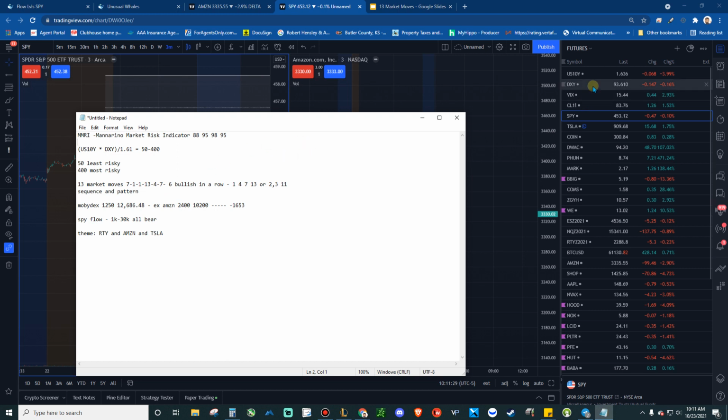He basically uses the dollar and the US 10-year to predict the markets, basically to predict the risk environment. And right now, using this indicator, which you just multiply the 10-year and the dollar together, divided by 1.61, you're going to get a number between 50 and 400, which is going to give you an idea of the risk to hold or to be long equities right now.